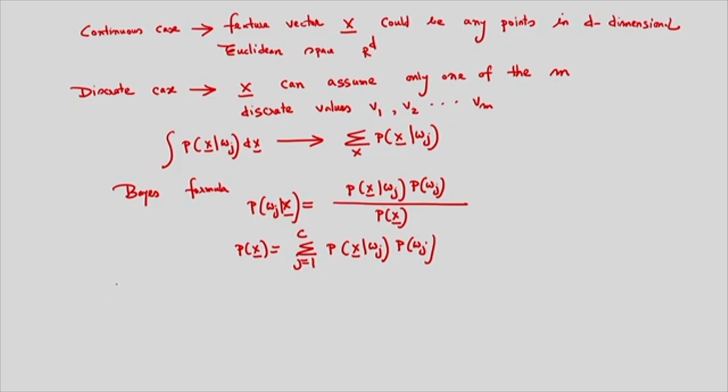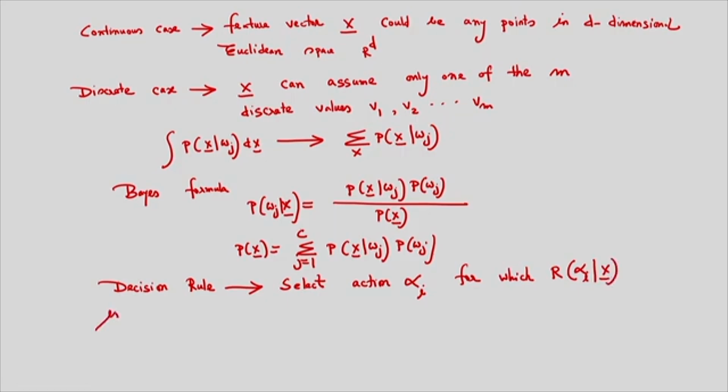And based on the risks, what is the decision rule? The decision rule, already you know. I have to select a particular action. Action is suppose alpha i. This action I am selecting, for which my risk is minimum. What is my risk? My conditional risk is R of alpha i given x, where the action alpha i is taken for the feature vector x, and it should be minimum. So this is my decision rule. So select a particular action, the action is alpha i, for which the conditional risk, that is R of alpha i given x, should be minimum. So this is the decision rule.